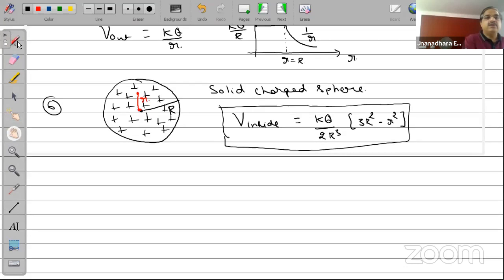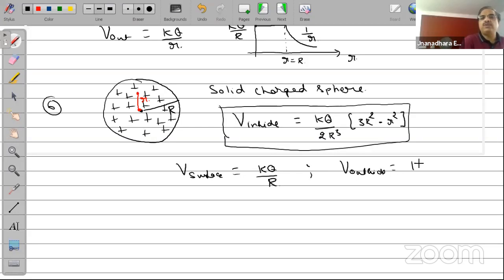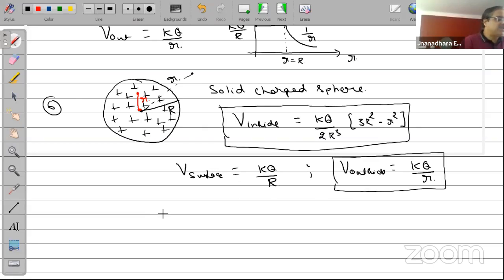On the surface, this will be kq by capital R. At an outside point, this will be equal to kq by small r, where r is the distance. This is the potential outside. So what we have done is we have looked at the potential due to different configurations. If you are all done with this, I'll go to my next page.